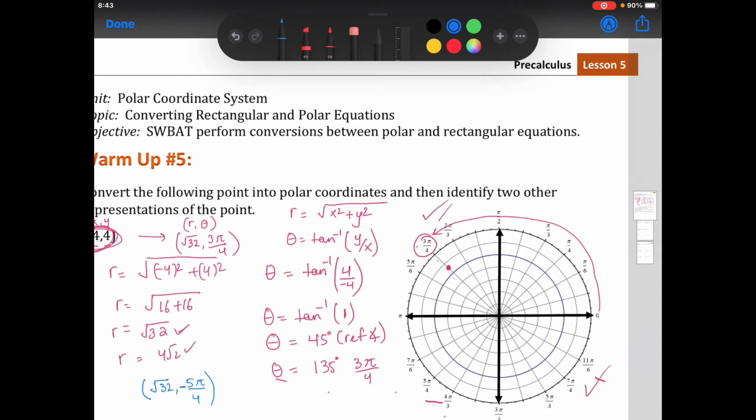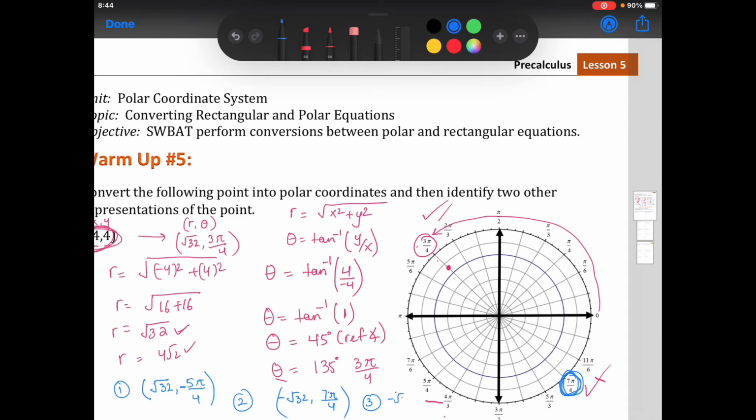So that's one representation. I need another one if I go on the opposite side. So if I go on the opposite side, I'll be right here, and the angle would be 7 pi over 4. So I can do negative rad 32 comma 7 pi over 4. If I still use the same idea, I'm going to give you another third one.